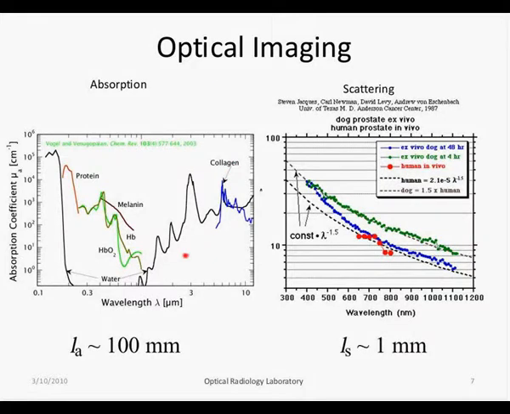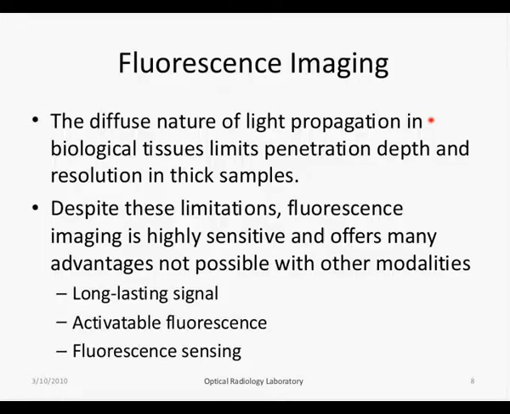Now, the difficulty with optical imaging is that absorption and scattering are wavelength dependent, and those are the major factors in attenuation of the signal. Absorption is specifically high in the visible wavelengths by proteins, melanin, and hemoglobin, and then in the longer wavelengths by water and collagen, so absorption can be minimized by using specific wavelengths.